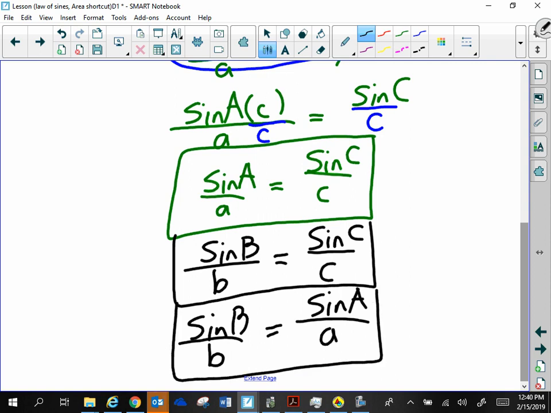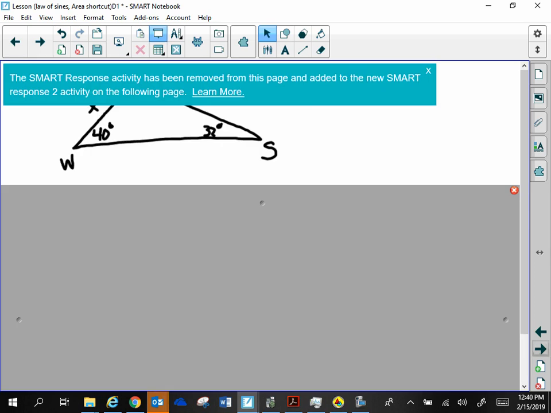Look pretty nice, don't they, Ms. Val? It's the transitive property. That is the transitive property. You are correct.